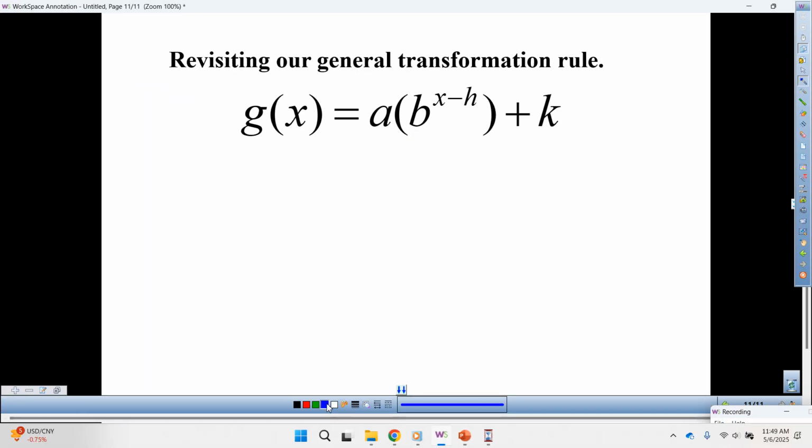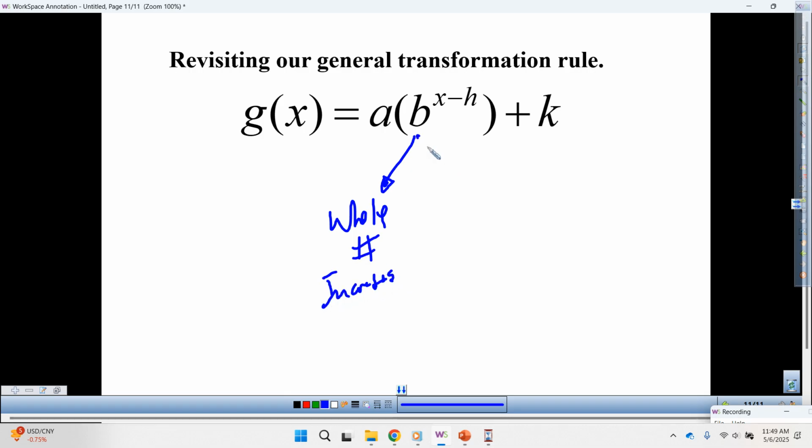So, to close this, look up please. From our general rule, when our base is a whole number, it increases. And if the base is a fraction number, it what? Decreases. Yes? From 1 to 5, how comfortable are you with this?